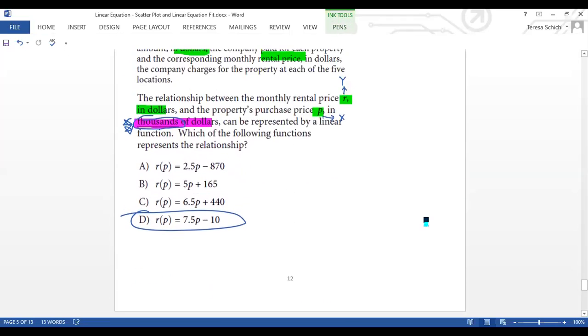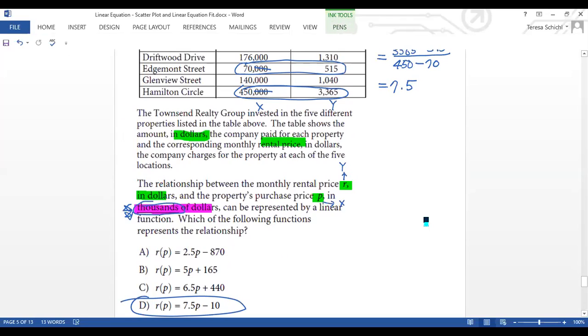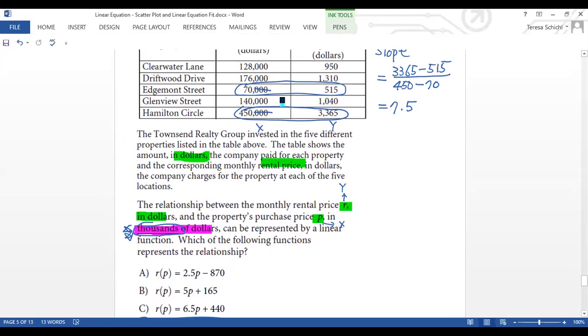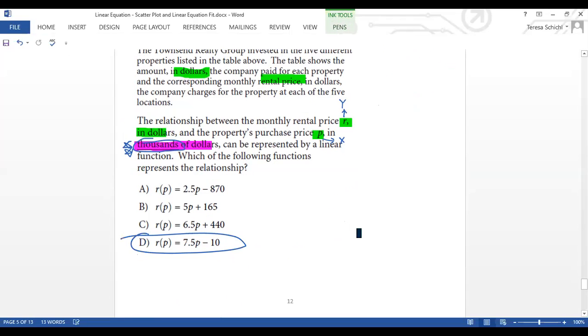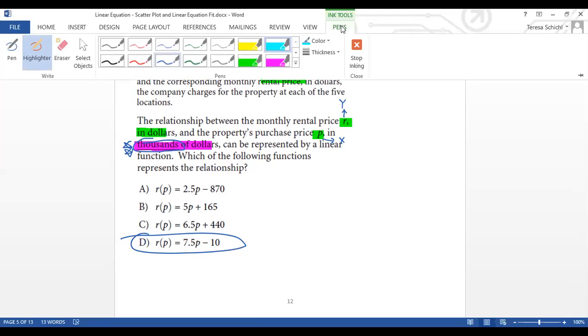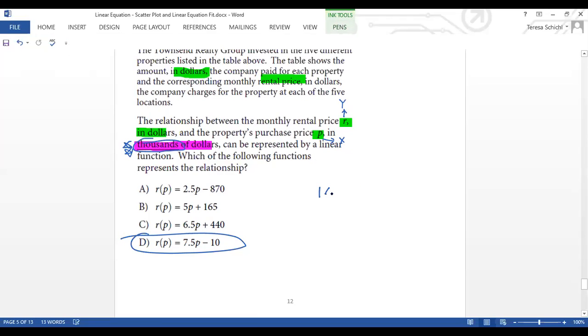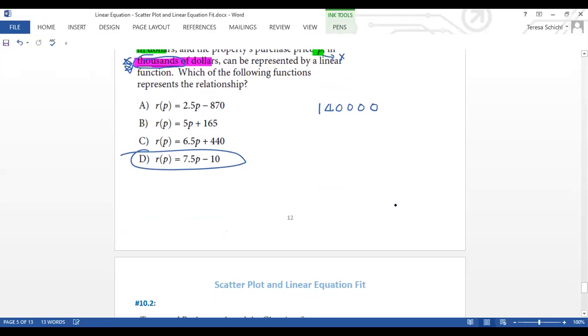Okay, so let's take a look. Glenview is which one here? Glenview is 140. Okay, so this is 140,000. So the first thing is, how much did they pay to get it? 140,000.